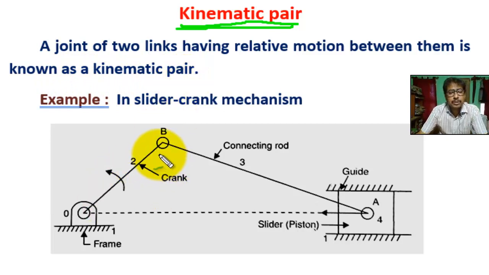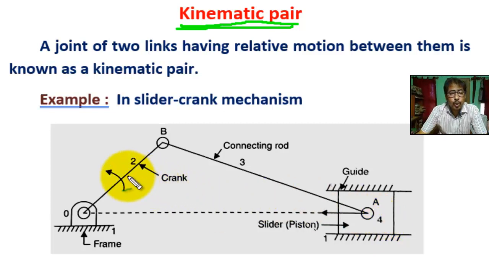When this is link 2, this is link 3, this is frame 1, this is the guide, this is also fixed part, this is also fixed part. So this part and this part consider a link 1, and slider and piston, this is also a link.